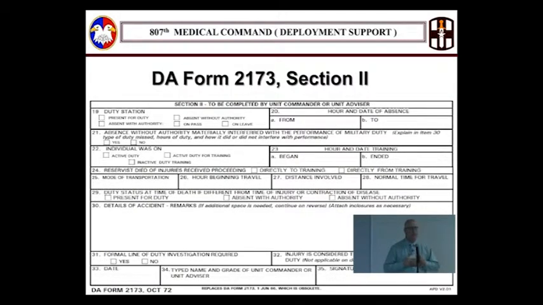Section 2. This is where the commander comes in. So the commanders, you are verifying duty status. Okay, 19, 20, 21, and then 22, 23, all good. Items 24 through 26 all pertain to injuries that resulted in death.